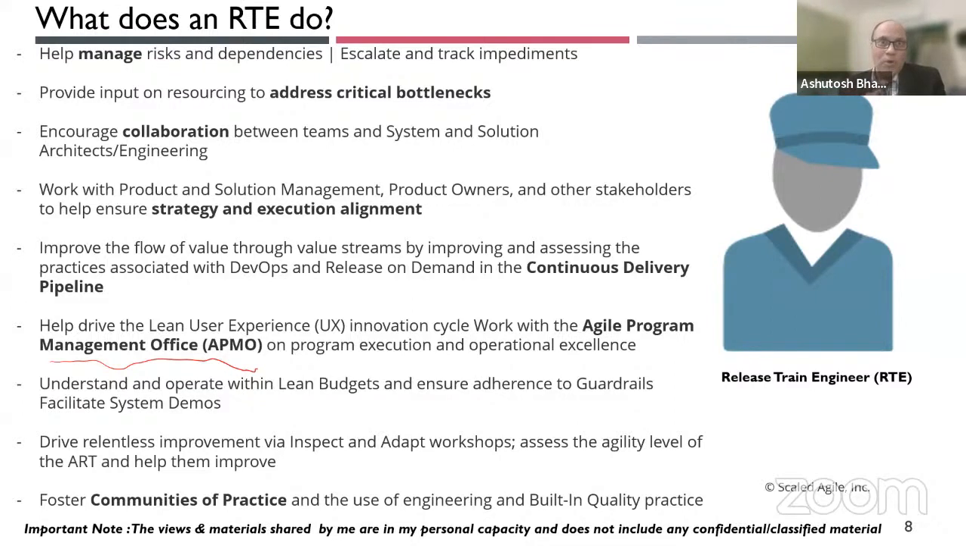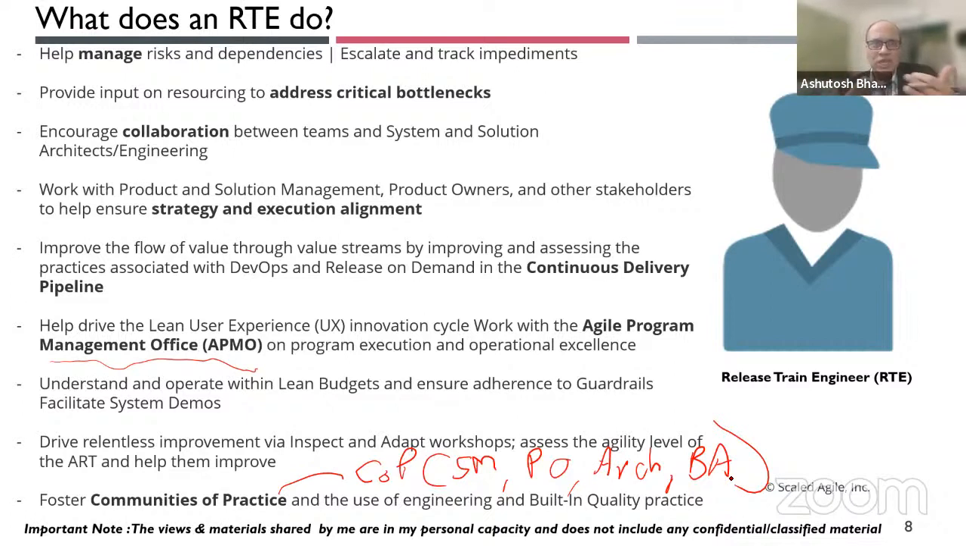And the most important thing, which many people neglect: the RTE establishes communities of practice, or COP, as we call it. The RTE might establish a community of practice for Scrum Masters, product owners, architects, BAs. A community of practice is a forum where different people come together and share ideas.